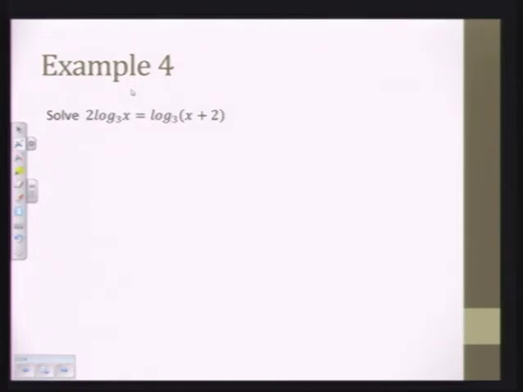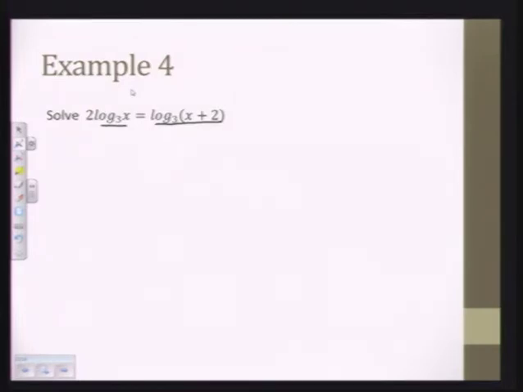Now this one's a pretty good bit more complicated because we have the log base 3 of x and the log base 3 of x plus 2. So x is under the influence of the logarithm in two different places in our equation. We're going to use a fact of logarithms that will help us to solve this equation.